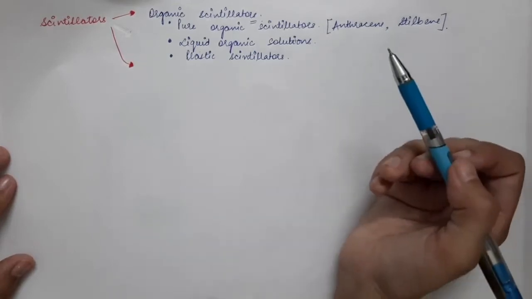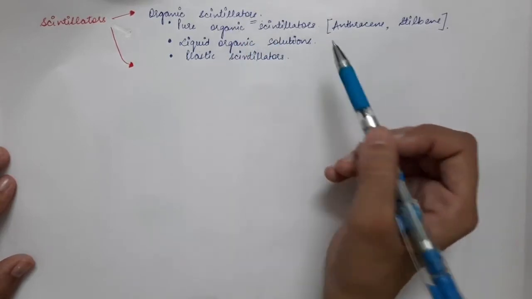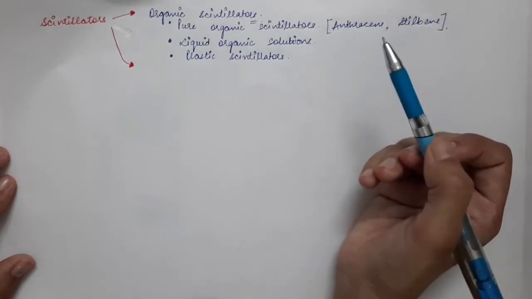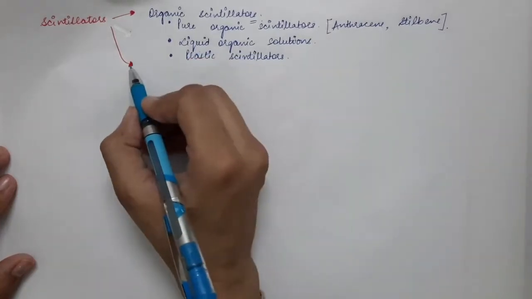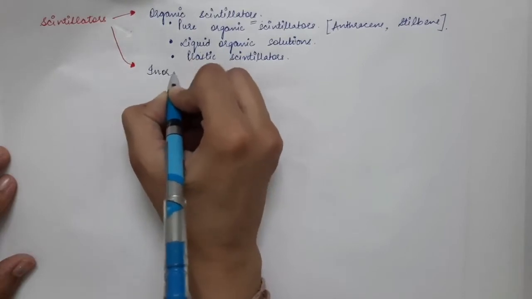So there are other categories of organic scintillators. You just have to remember these from your exam point of view. Now the other type of scintillator is the inorganic scintillator.